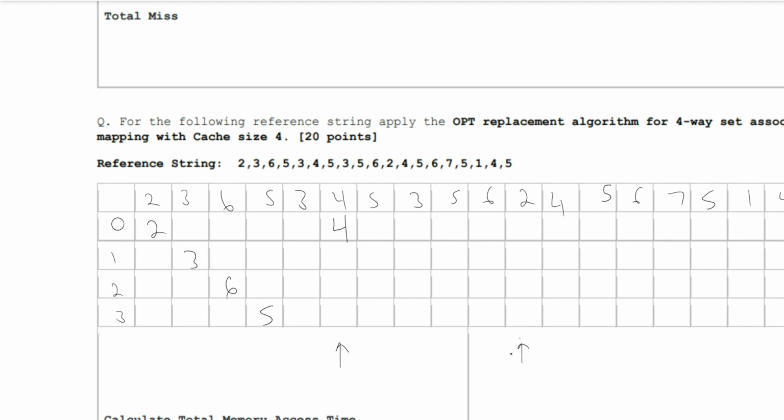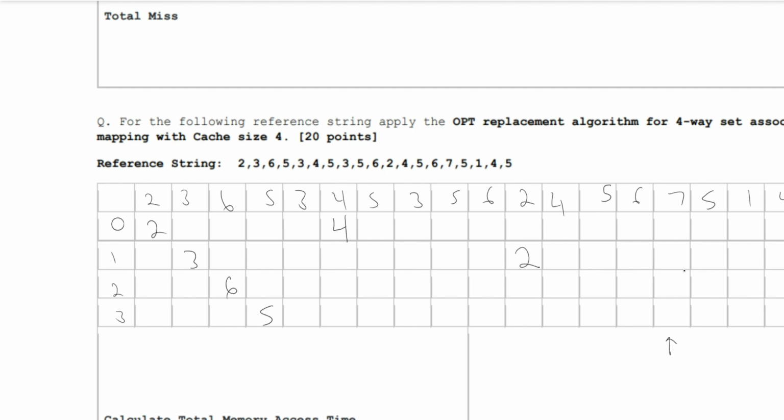Okay, so now we're here. We look 4 spaces ahead because cache size is 4. We are going to use 4, we are going to use 5, we are going to use 6. We are not using 3, right? So let me put 2 here. Then 4 will be a hit, 5 will be a hit, 6 will be a hit. And then 7 will miss.